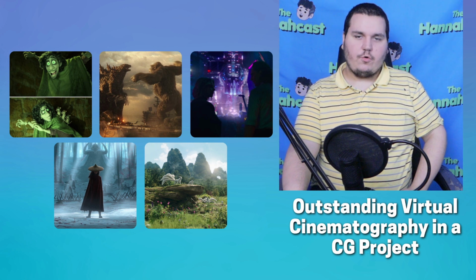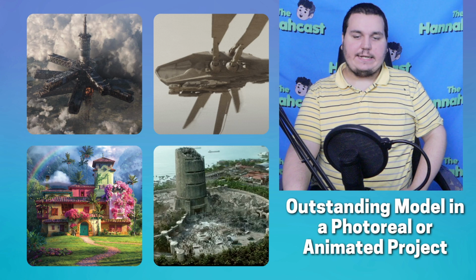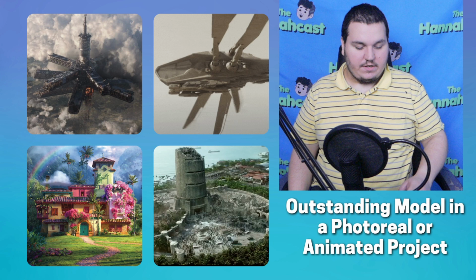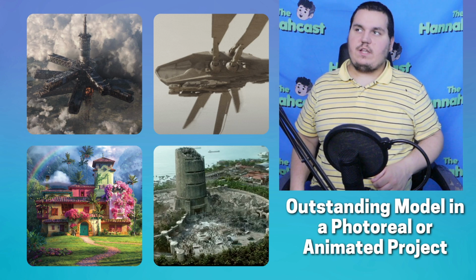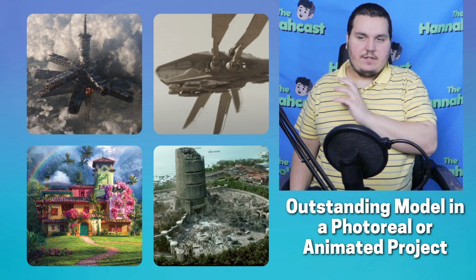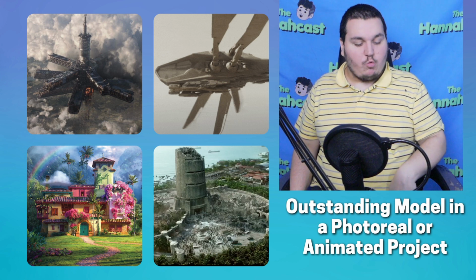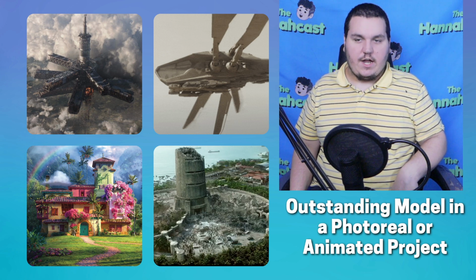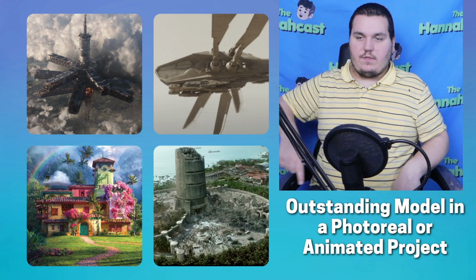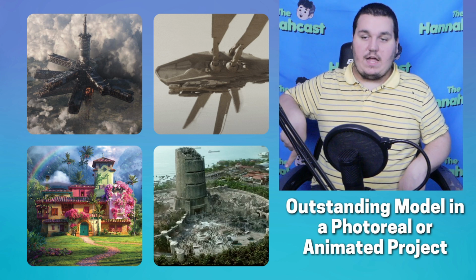The next category is outstanding model in a photoreal or animated project. And basically, what they mean by model is sort of like a CGI object. And the nominees are Black Widow for The Red Room, Dune for The Royal Ornithopter, Encanto for Casita Madrigal, and The Suicide Squad for Jotunheim, which is like that big cylinder that you see down there. Yeah, that one.